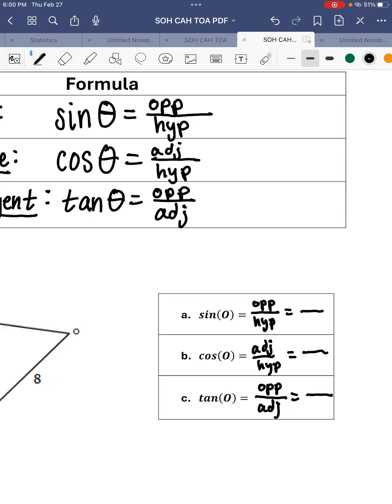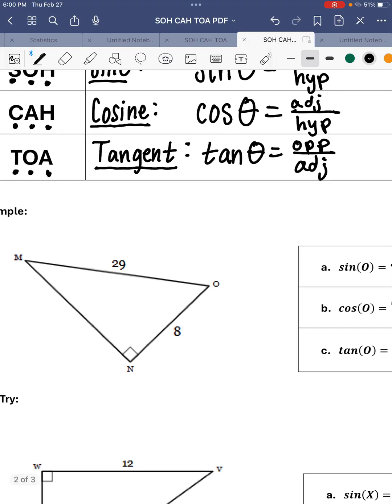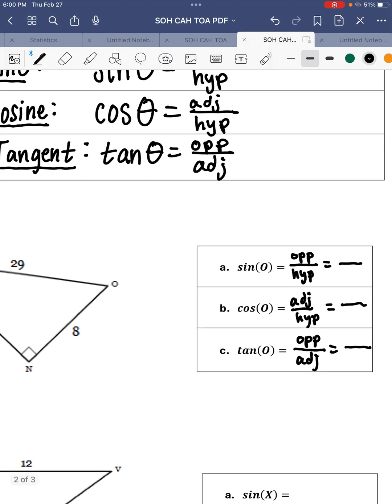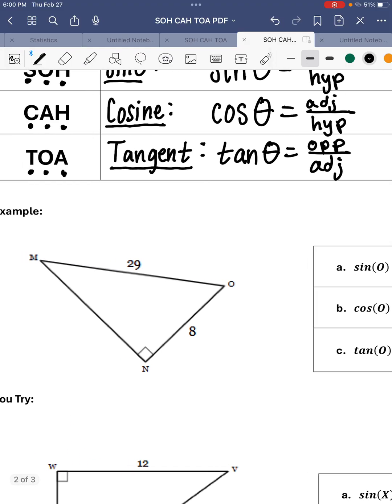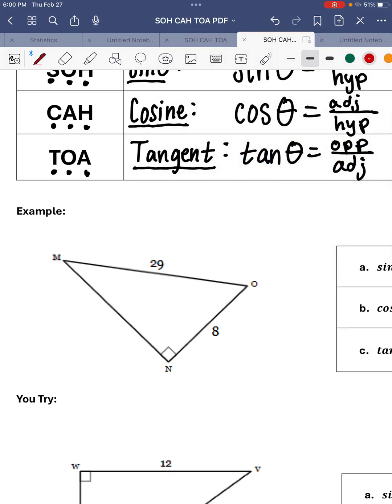Okay, then we look to our triangle to actually fill in the values. So I want to look at this triangle to figure out what is the opposite, what is the hypotenuse. So next thing, I'm just going to label my triangle. First the right angle, and opposite of that right angle is the hypotenuse. Then I'm going to label my theta.